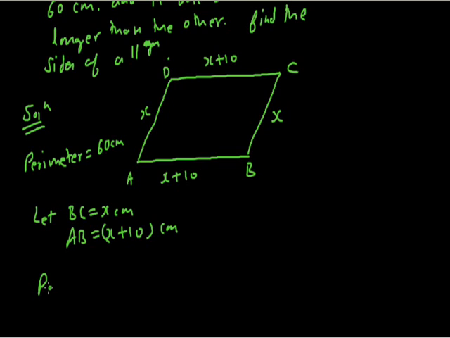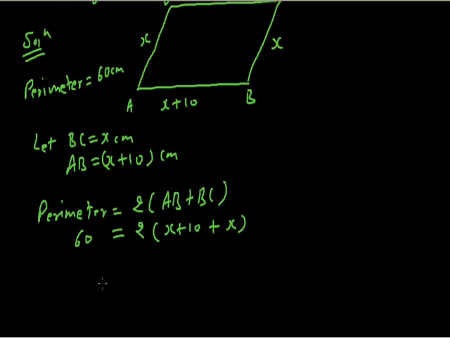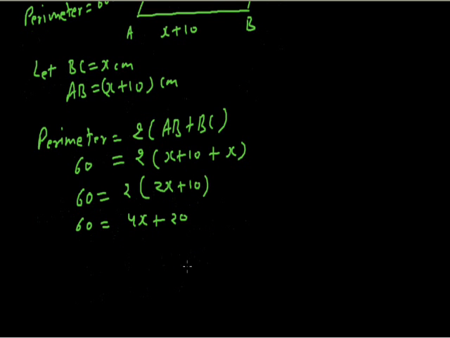So the perimeter is equal to twice AB plus BC. The value of AB is x plus 10, the value of BC is x, and the perimeter given to us is 60. So 60 is equal to twice x plus x plus 10. So 60 is equal to 2 into 2x, that is 4x, plus 2 into 10, that is 20. So 60 is equal to 4x plus 20.